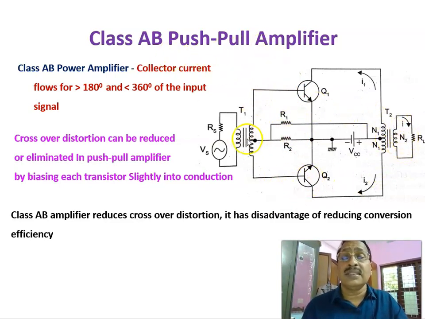All other operations are similar to class B push-pull amplifier. Here it is a center tap type output transformer, and this is a center tap at the input transformer. Everything is the same. The only thing is that we are adding two resistors that will be biasing these transistors on the output side. In this it is marked as Q1 and Q2. Previously it was TR1 and TR2. The class AB amplifier reduces the crossover distortion, but it has the disadvantage of less conversion efficiency.